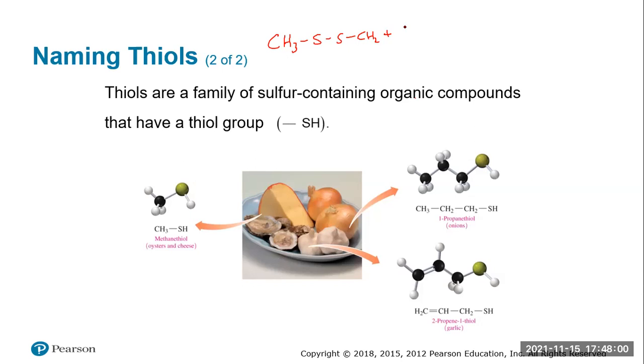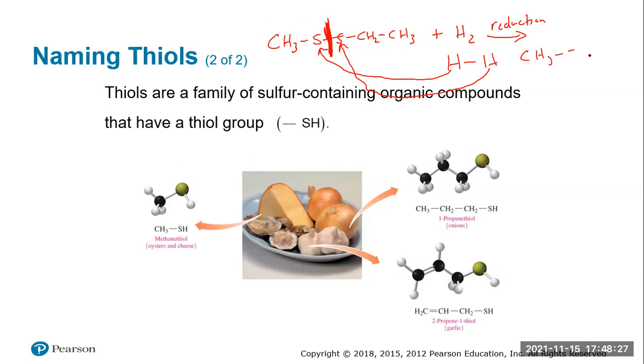So let's say we started with this guy that has the disulfide bond. If we wanted to break it apart, we would actually just put the hydrogen back in. This would be a reduction reaction. Basically one hydrogen would go here and one would go here, and we would break the bond right there. So we would break that bond and end up with two thiols, again putting the hydrogen on one and then putting the hydrogen on the other.